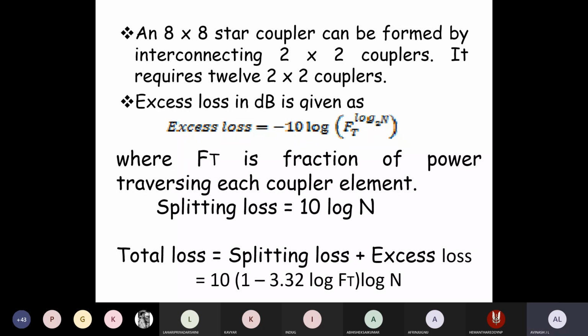Now, the total loss in this particular coupler is equal to splitting loss plus excess loss. So there are two types of losses, splitting plus excess. Collectively, if you take these two losses, the total loss will be obtained. When you take the summation, you get 10 log, 10 into 1 minus 3.32 log ft log n. If you take the addition of these two things, you get this value.